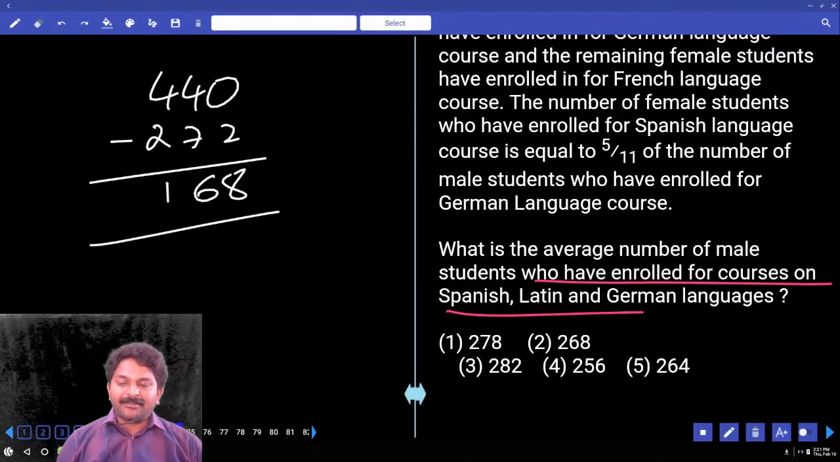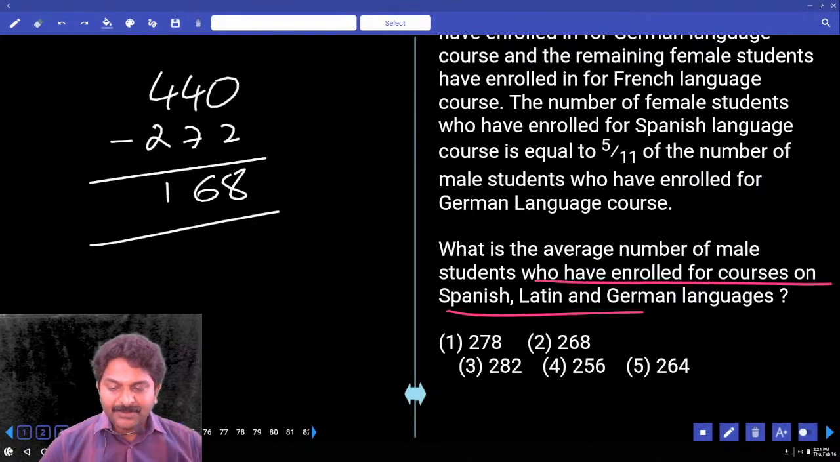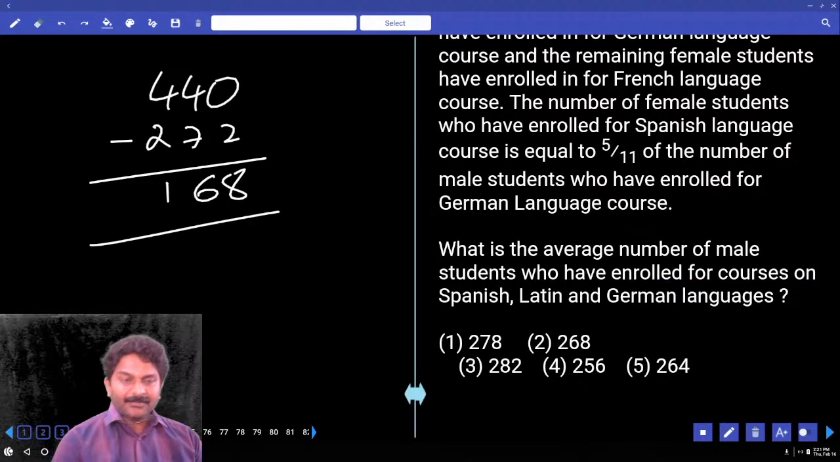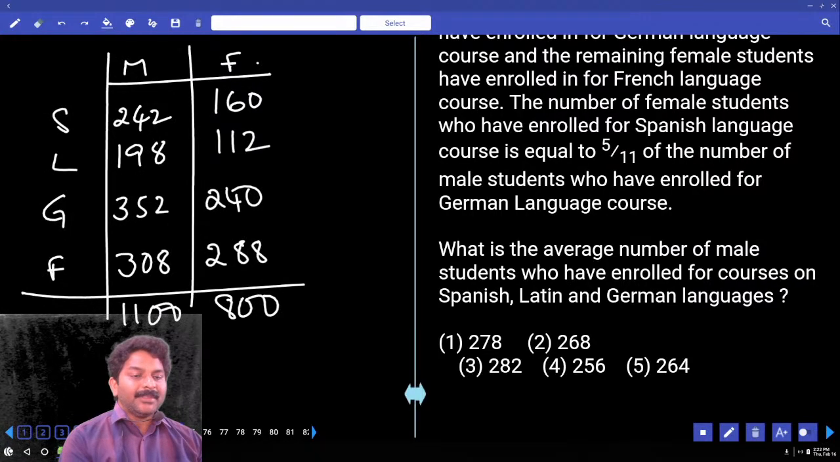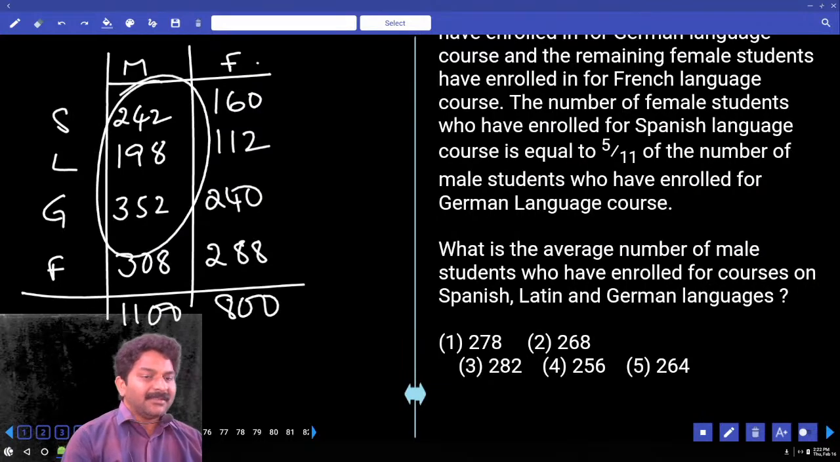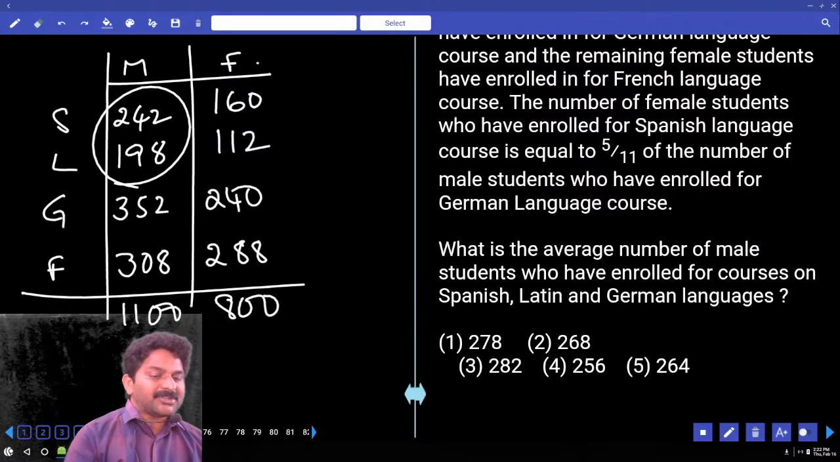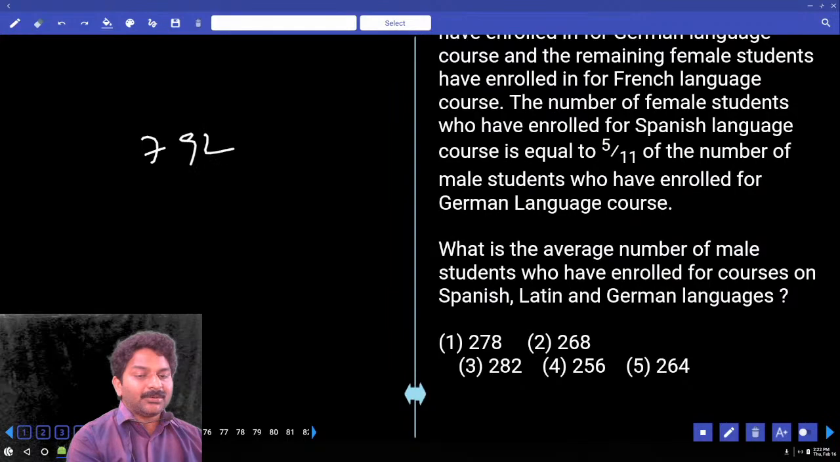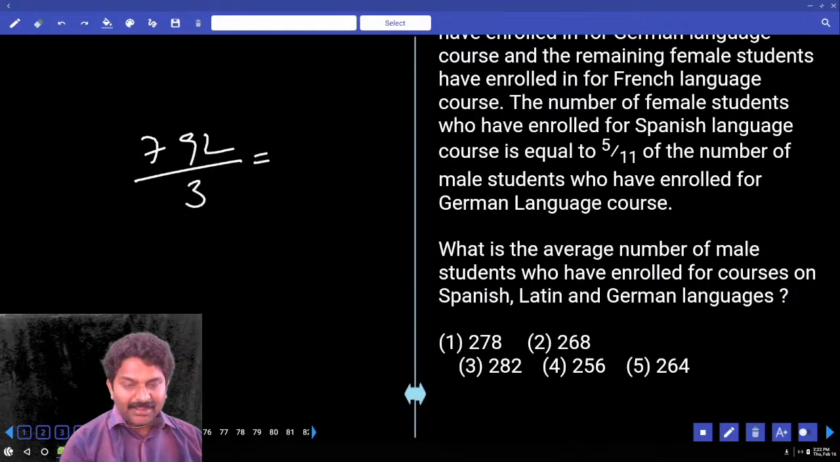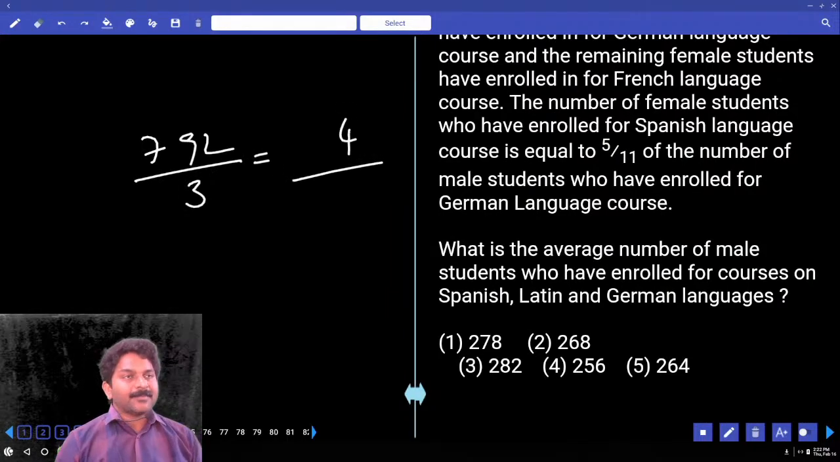What is the average number of male students who are enrolled for the courses Spanish, Latin, German? Spanish, Latin, German. So what is left? French, correct? Instead of adding these three, already we added these two. How much you got? 440 plus 352. 792, average by 3, correct? Answer must end with 4.